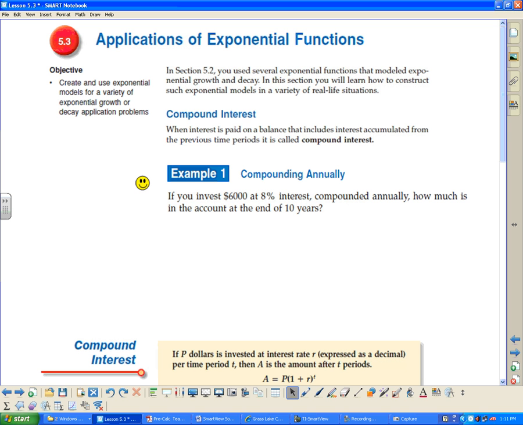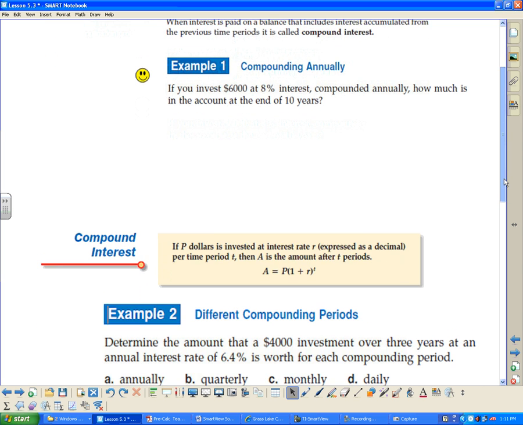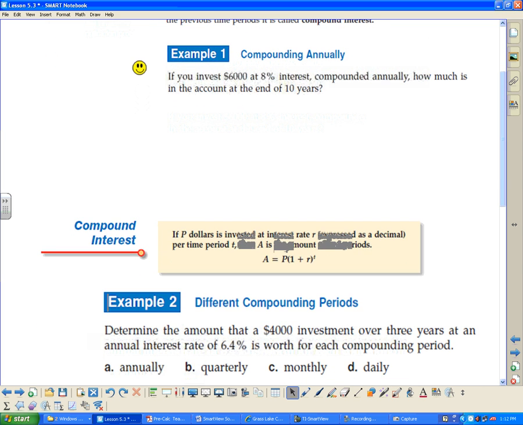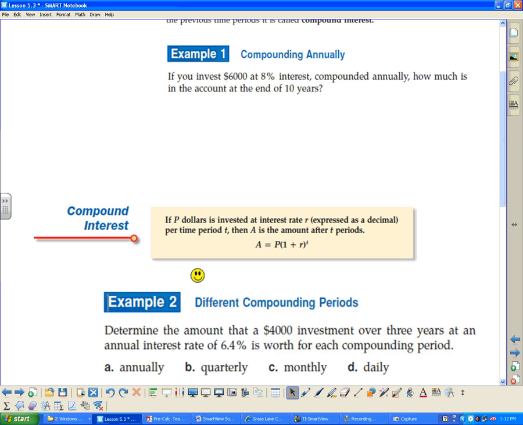So here we're going to do this first example, compounding interest annually. We're actually going to use this formula down here: A equals P times 1 plus R raised to the power of T, where P is our principal amount that we start with, R is our interest rate, and T would be the number of time periods we're going to use. So for this problem, A will equal 6,000 times 1 plus 0.08 because we have 8% interest, and calculate that for 10 years.